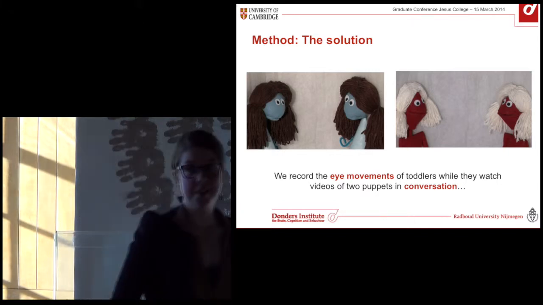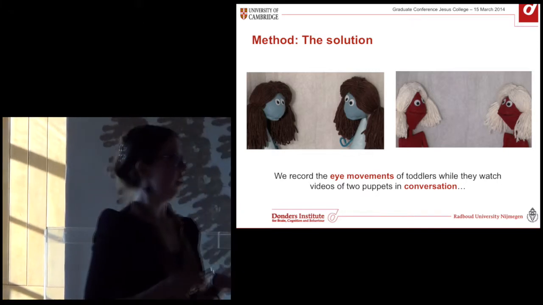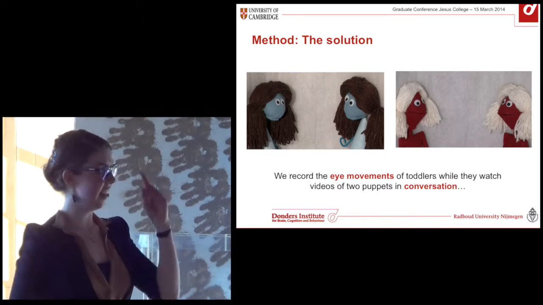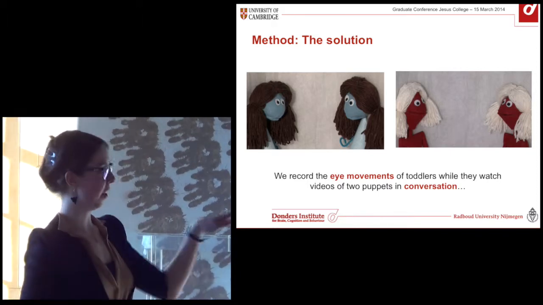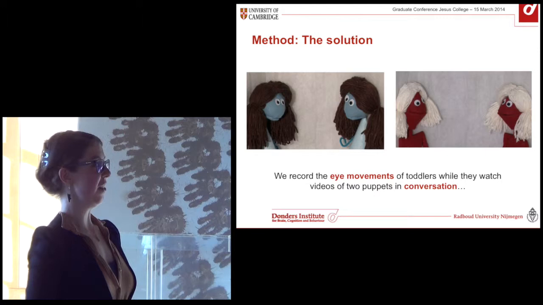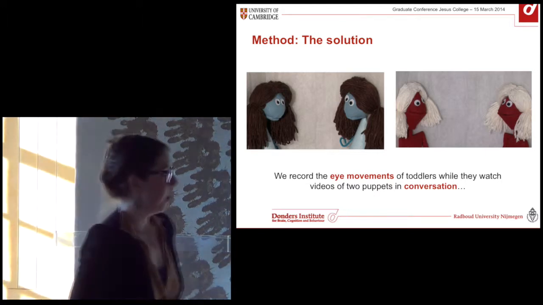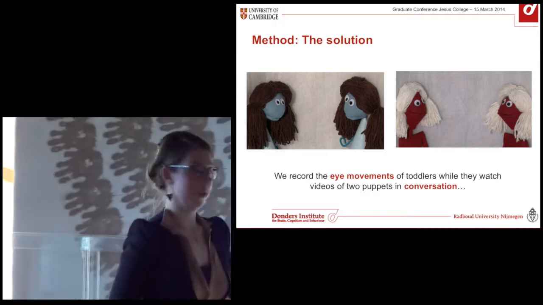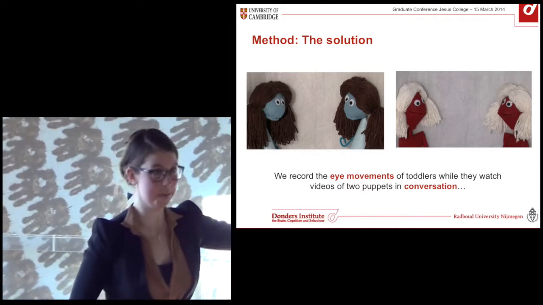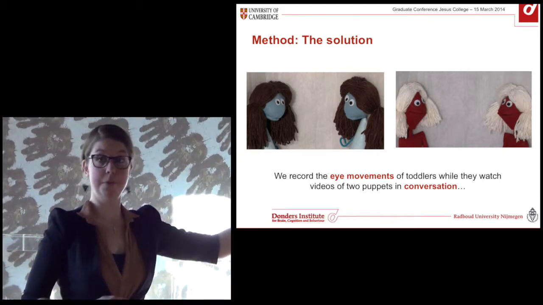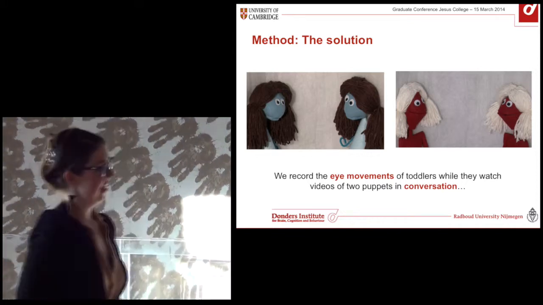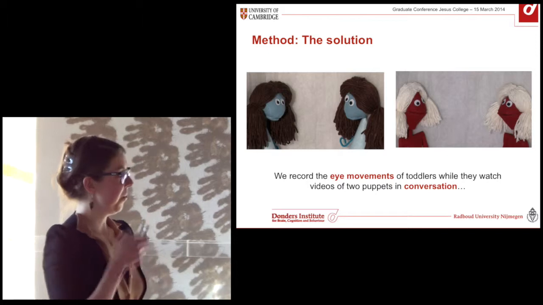And what was my solution? My solution is that I use videos of two puppets in conversation, and I will analyze the eye movements of the children while they are watching the videos of these two puppets. So for example, I'm going to look when this puppet is talking, and whether there's a pause, whether the children anticipate that the other puppet is going to respond, or whether they keep looking at the current puppet. So that is a little bit of what we're going to do.